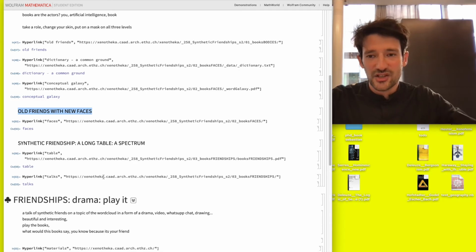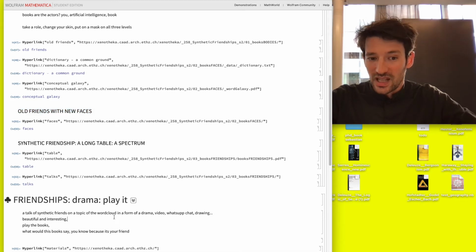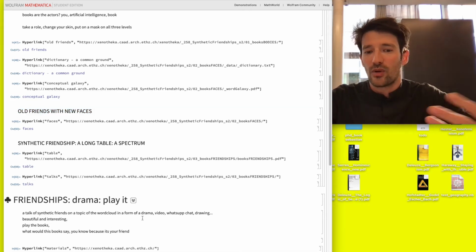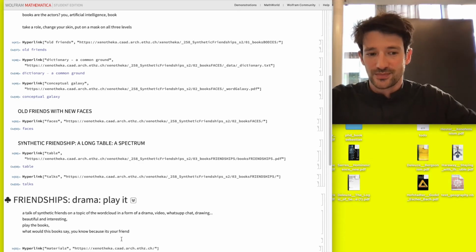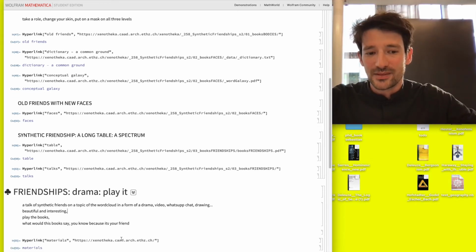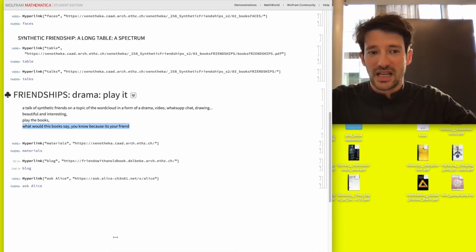So these are the friendships, these are the synthetic friendships, and now we need to play them. We need to make a talk of synthetic friends on a topic of the word cloud in the form of a drama or a video or a WhatsApp chat or a drawing. It has to be beautiful and interesting. You have to play the books. So what would the books say if they had these masks? And you know, because they are your friends, you kind of have to take their place in this party and talk about these things.